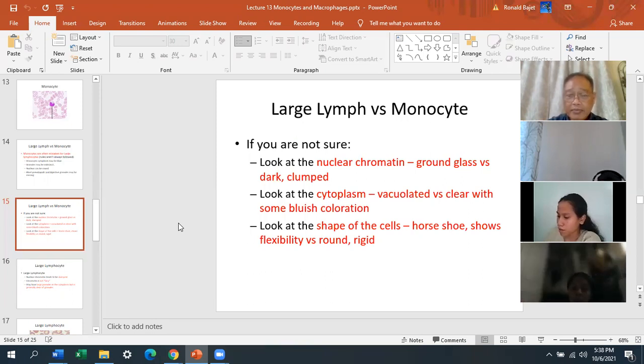Look at the cytoplasm. Is it vacuolated versus clear with some bluish coloration? If it's vacuolated, then it's a monocyte. If it's clear with some bluish coloration, then it's a lymphocyte. Look at the shape of the cells or the nucleus. If it's horseshoe, it shows flexibility versus round and rigid. Horseshoe, kidney bean, showing flexibility, that's a monocyte. If it's roundish or rigid and dark, it's a lymphocyte, okay?